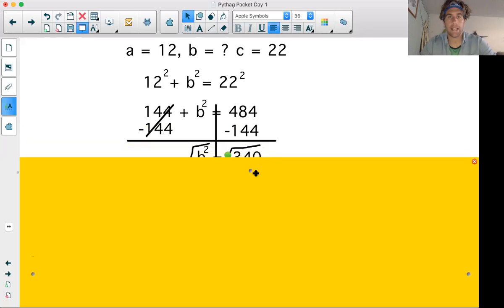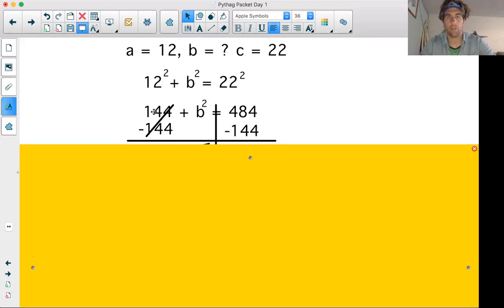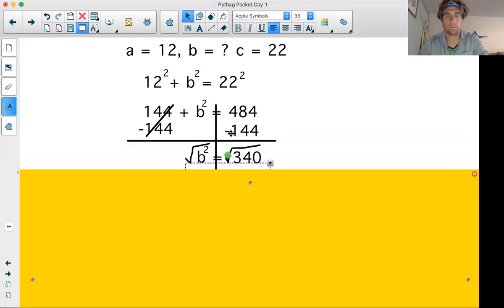You move it by taking the inverse. And what's the inverse of a positive 144? It says it right here, negative. So I subtract 144 from this side and the other side. That's why I put the line down the middle of the equal sign. Okay. Now, I bring down B squared because it's what's left over.